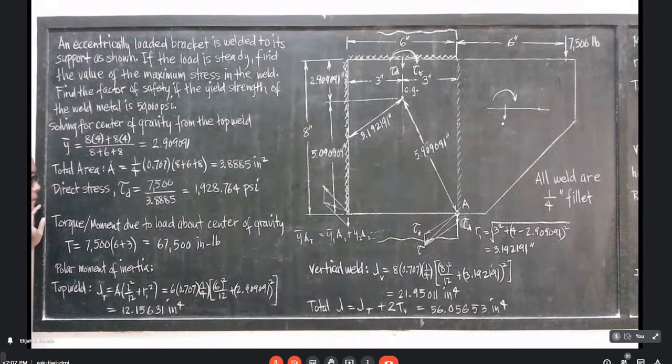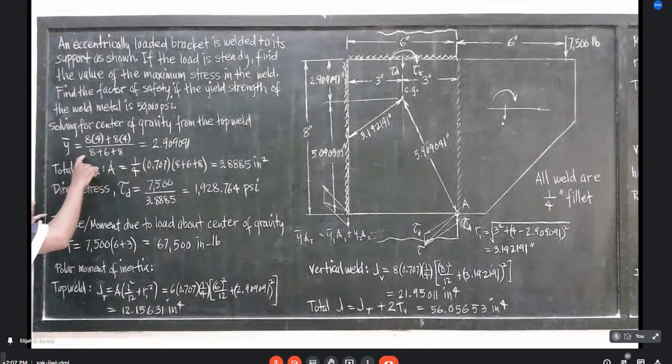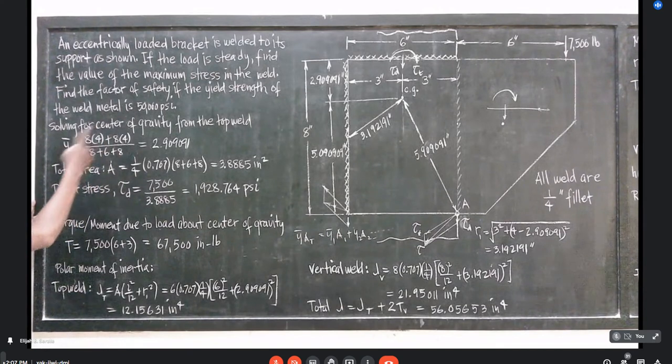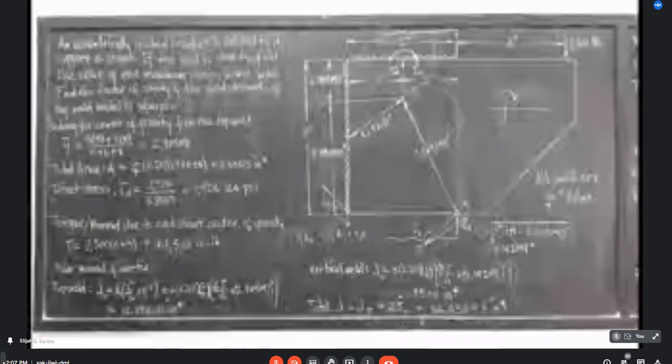These are the total length of the welds, because this is supposed to be areas. But since each of these will contain 0.707 times 1/4, 0.707 times 1/4, and also on top, then we cancel the 0.707 so that it will be simpler, rather than computing all the 0.707 and the 1/4.